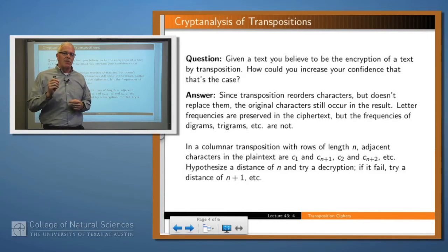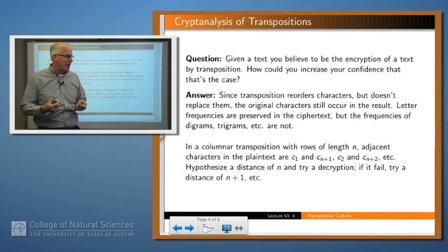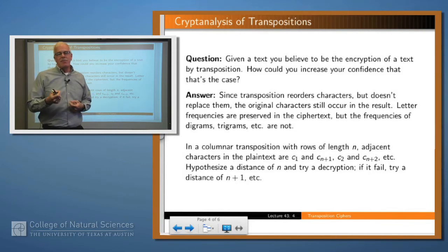Now notice that if you looked at digrams and trigrams and those kind of things within the text, those probabilities probably would not be preserved, because you might have taken the two characters in a digram and moved them to different places in the ciphertext. Okay, if it's a columnar transposition, then it's pretty easy to see how you might go about decrypting that. Just hypothesize what the length of a row is, and if that doesn't work, try a little longer row, and so on. So a columnar transposition isn't a very strong cipher.